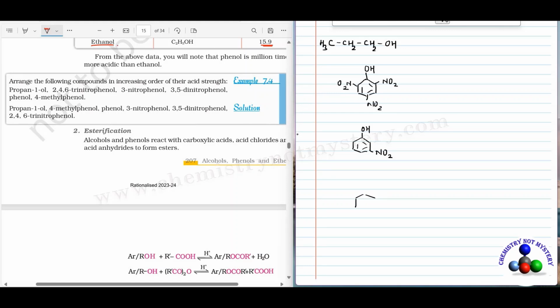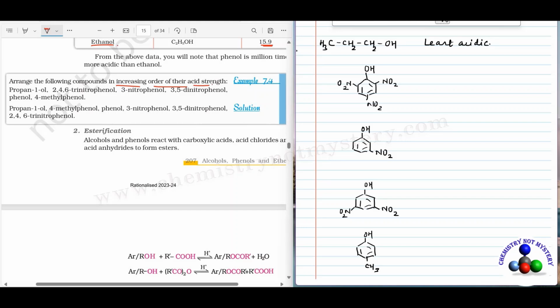Then 3,5-dinitrophenol. This is OH, NO2 here and here. Then 4-methylphenol. The last one is 4-methylphenol. Here a CH3 group is there. Here we have to arrange them in increasing order of their acidic strength. So propanol will be the least acidic as it is an alcohol.